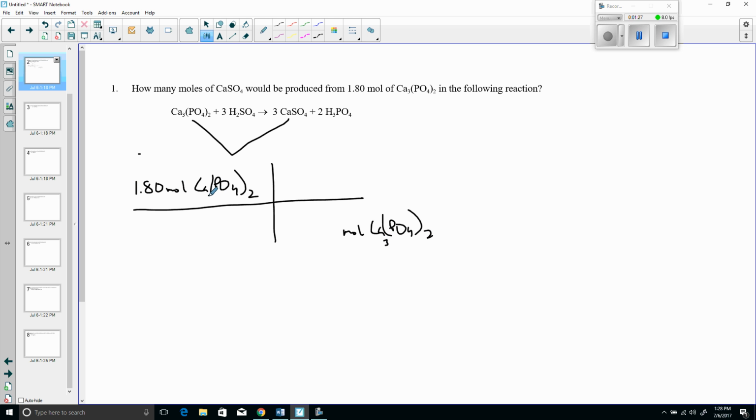Let me not write the formula wrong, 2 moles of calcium sulfate. What is the ratio? It is 1 mole of this equals 3 moles of that. So it's 1.80 times 3, and I think the answer is something like 5.4 moles of calcium sulfate, but check that in your calculator. But it's 1.80 times 3. All right, so then we go to the next problem.